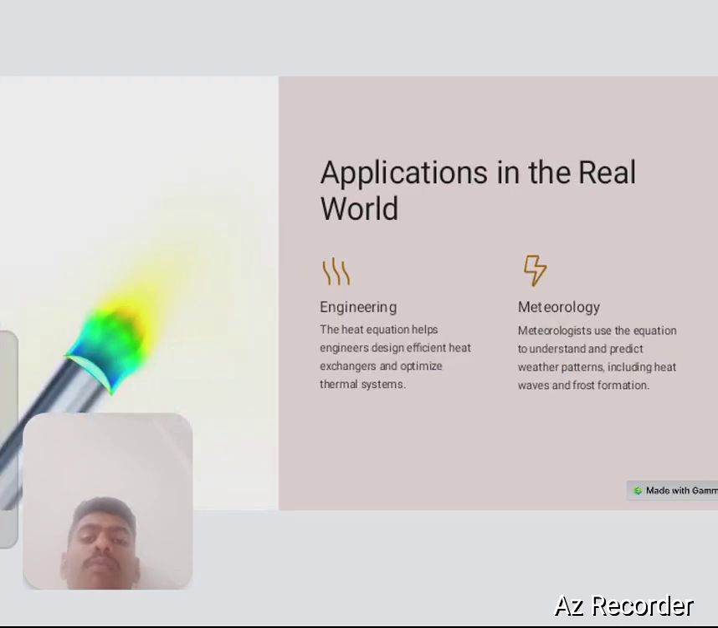Next, we move on to the applications in the real world. It is used in engineering and meteorology. In engineering, the heat equation helps engineers design efficient heat exchangers and optimize thermal systems. In meteorology, meteorologists use the equation to understand and predict weather patterns, including heat waves and front formations.